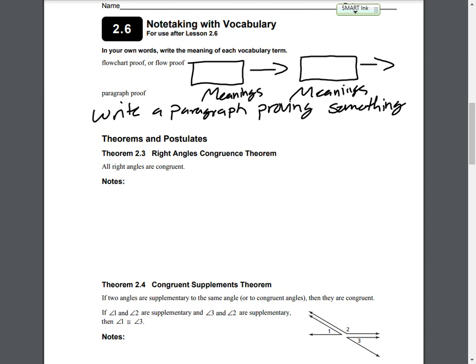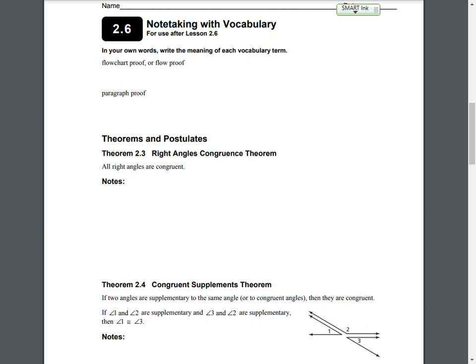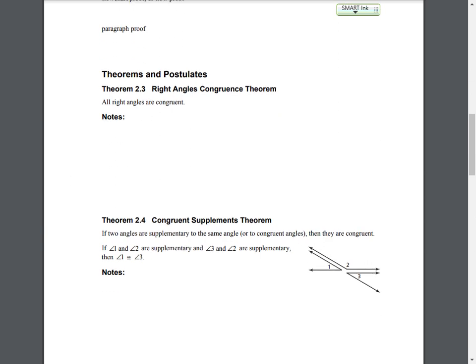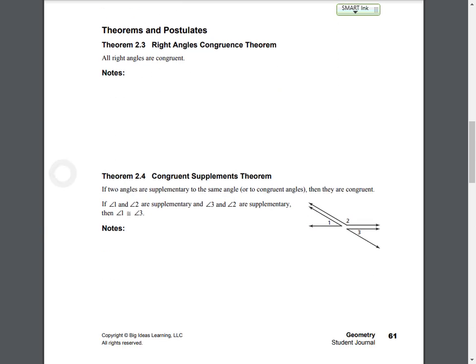I personally am not a fan of paragraph proofs. I don't like writing in paragraphs. I need more structure. That's just me. If you want to write a paragraph proof or a flowchart proof or a 2-column proof on any of your assignments, go for it. I'm okay with it, unless it specifically says we want this type of proof. Okay? Sorry, I have to erase just to scroll down.